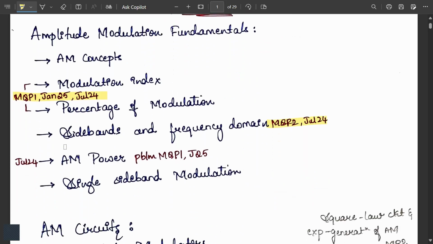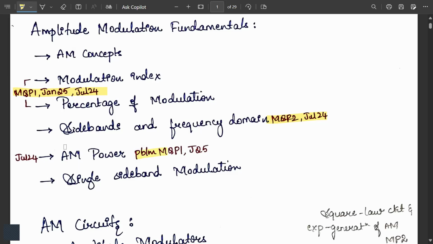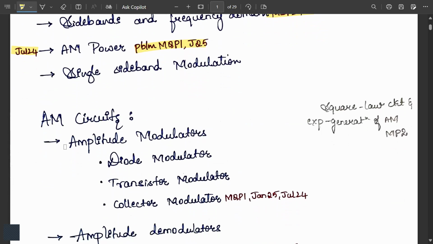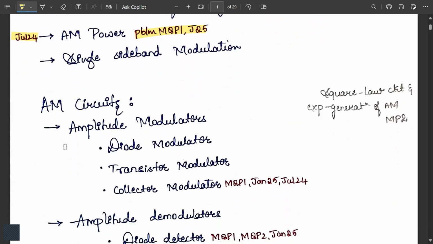Then AM power. Based on it, problems are asked, and the concept and derivation are also asked. Then single sideband modulation. AM circuits: here amplitude modulators, diode modulator, transistor modulator, and the collector modulator. Square law circuit and the expression for the AM is asked in model question paper 2.